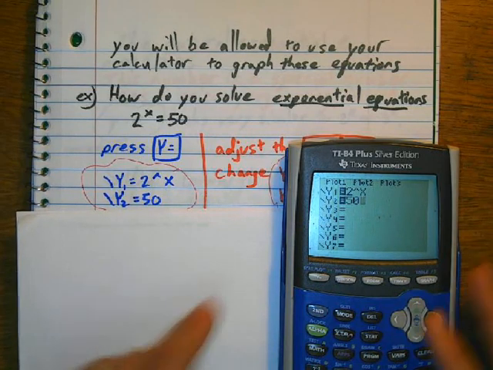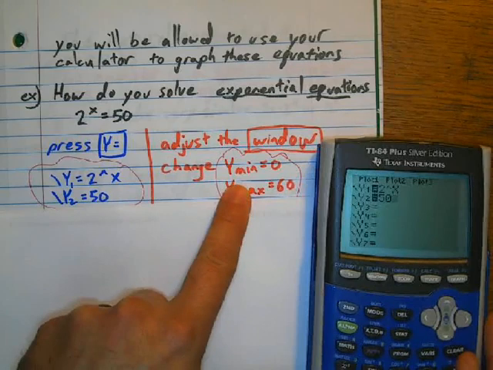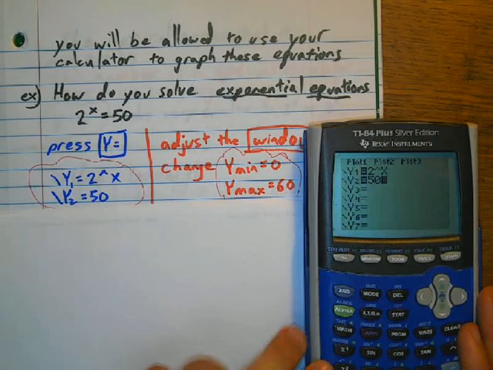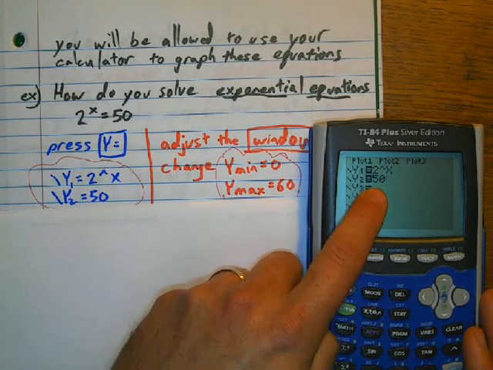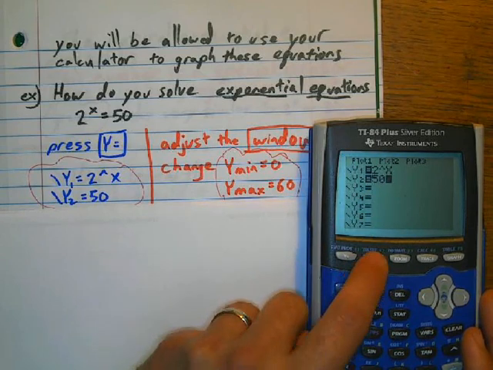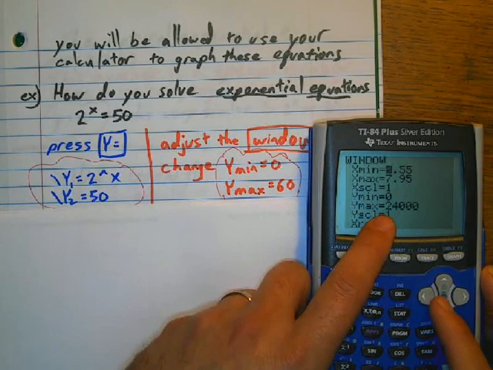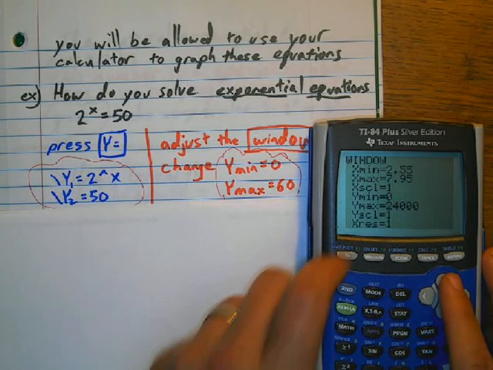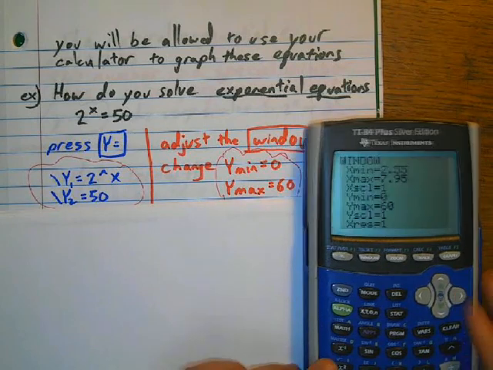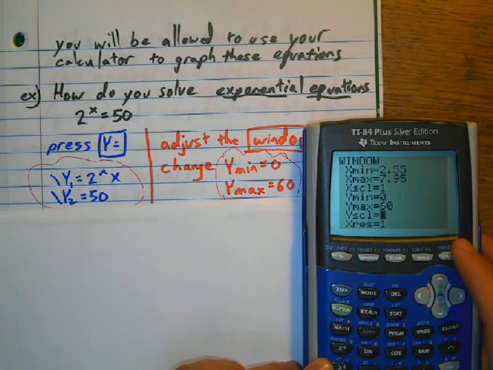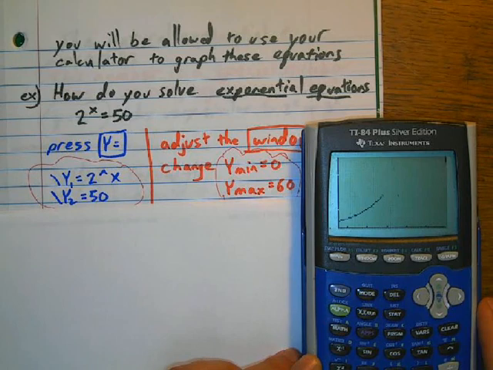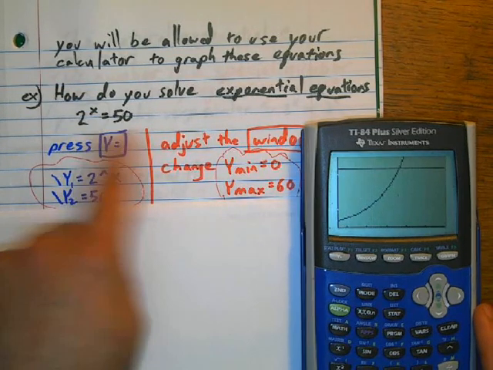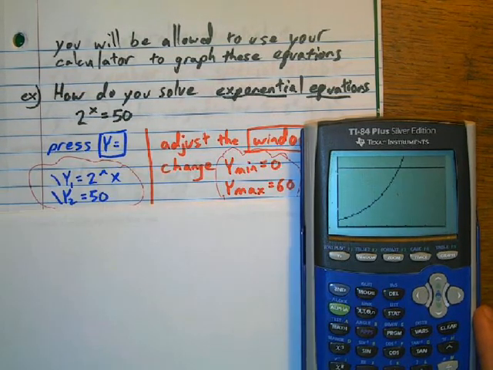But before I can graph it, I need to adjust the window. Since the height of the graph has to be bigger than 50, I'm going to click Window and change Y max to something bigger than 50. Let's try 60. Then I hit Enter, and then Graph to see what the graph looks like, and I can see where they're going to intersect, because we're trying to find out where they intersect.